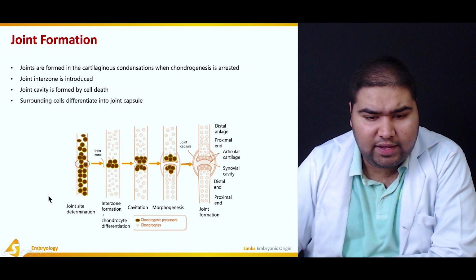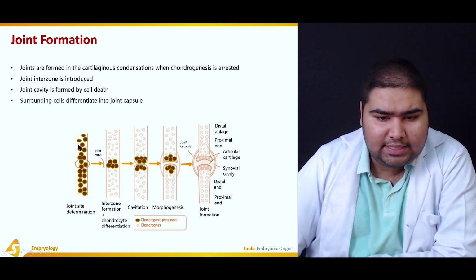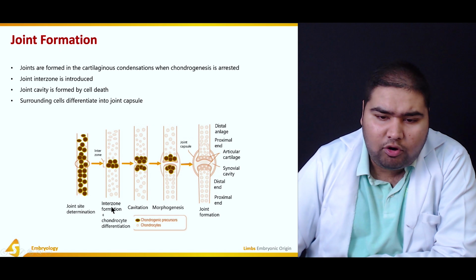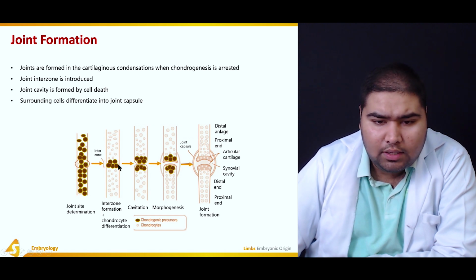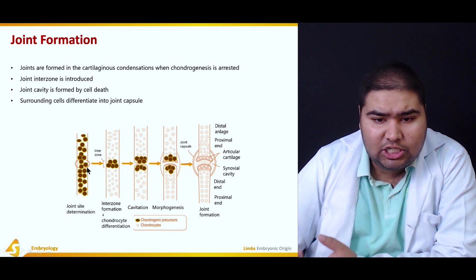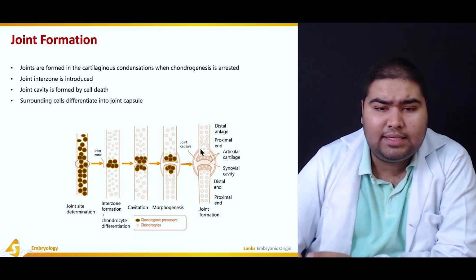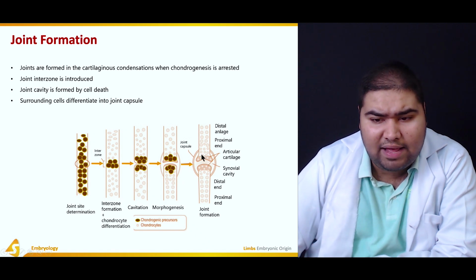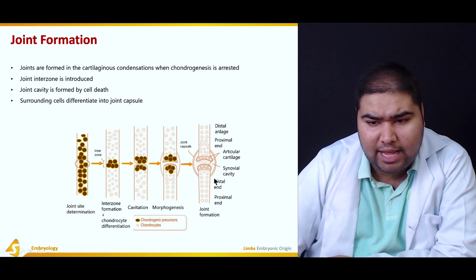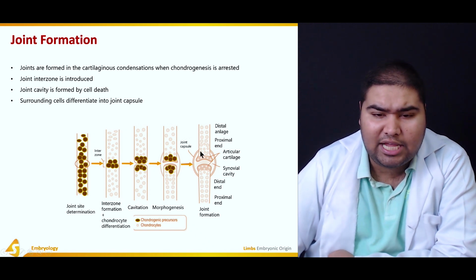So here you can see in the figure, this is the joint site determination. There's interzone formation and chondrocytes. This is the interzone. These are the active chondrocytes. Here chondrogenesis has been arrested and an interzone is formed. Now a cavity has been formed here. This cavity has been separated. The morphogenesis takes place. The cells around this cavity tend to die and form the joint cavity. So now the surrounding cells have differentiated into a joint capsule, and an adult joint has been formed.